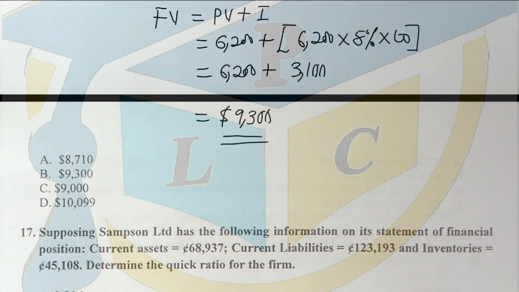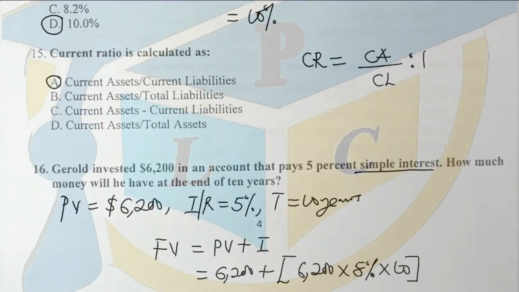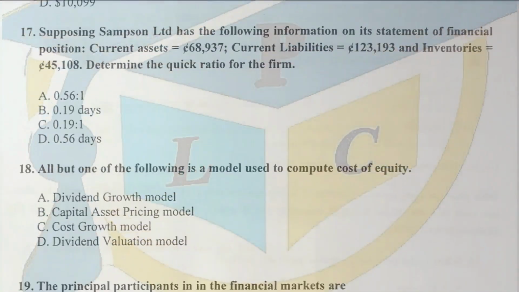So in this case, the correct answer is B, which is 9,300. So let's take note of that. Let's move on to question 17.